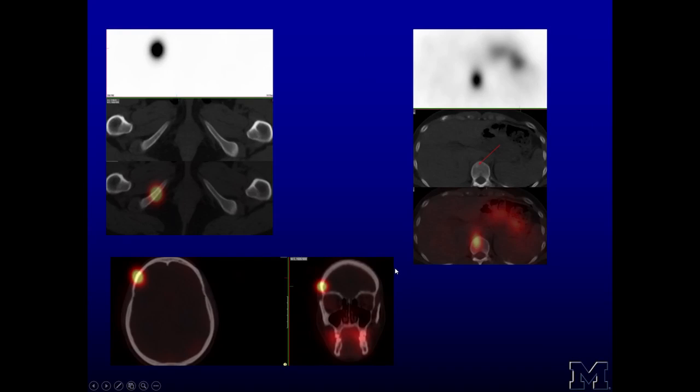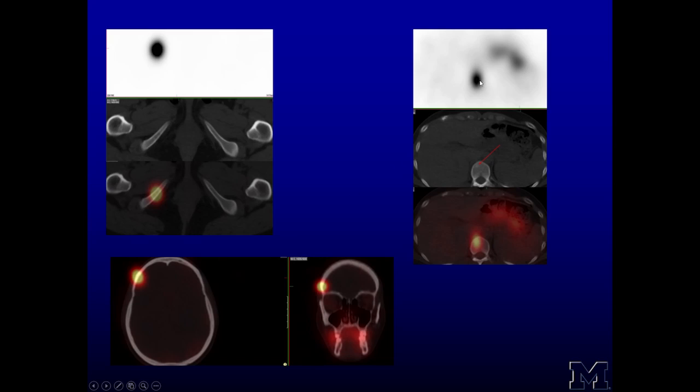SPECT-CT imaging definitely helps with the further characterization. This is focal activity demonstrated in the right pelvis. The SPECT-CT helps us practically pinpoint this metastasis in the right pubic bone. This would be very hard to detect on CT alone because the cortex is intact. So this is detection of early metastatic disease before the cortex of the bone is destroyed by the metastatic process.